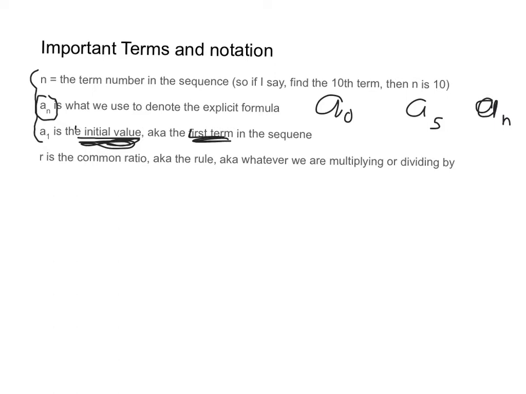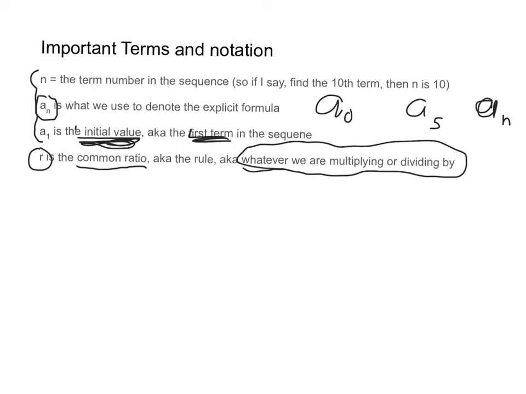All right, the new one. With arithmetic we had a d for common difference because we were adding the same number each time. Now we have r, which we call the common ratio, which we think of as the rule of the sequence. Really, what it is, it's whatever we're multiplying or dividing by. So if I'm multiplying by 5 every time, then my common ratio r would be 5. If I'm multiplying by 20, the common ratio would be 20. Okay, so that's some of the important terms.